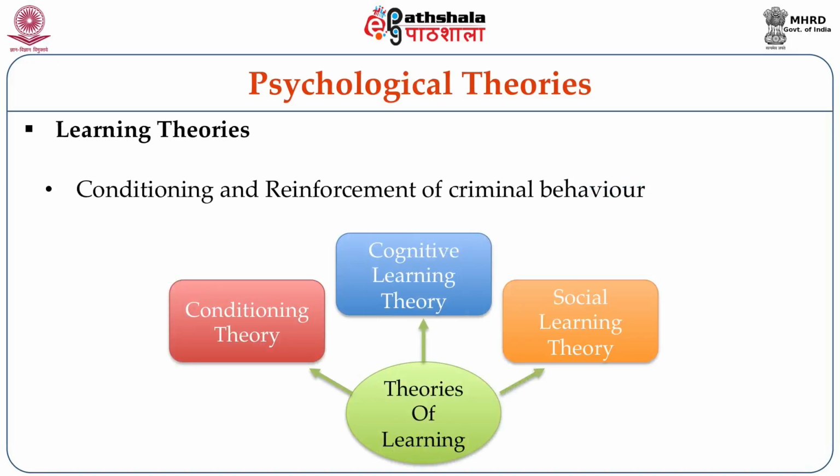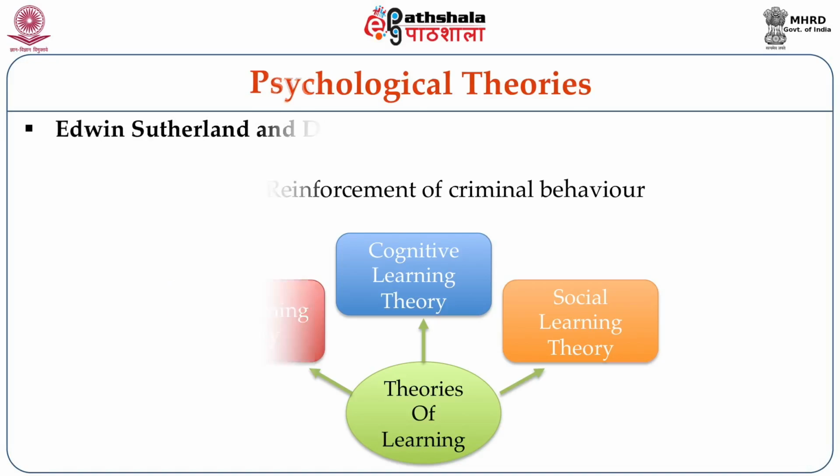Then we come to the social learning theories, which talk about behavioral conditioning, that people can be conditioned to either commit criminal behavior or they can be conditioned to behave in a normal non-criminal way.